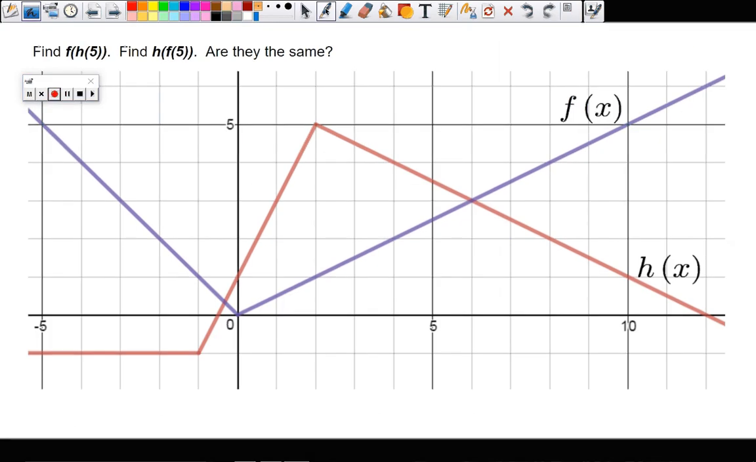Couple more slides and then we're done. This one is asking for, what is f of h of 5? Guys, which ride are we riding first? H. So let's get on h. Okay, so we're on h. We're going to go to 5 and tell me, what do you get if you get on h and you go to 5? What would it spit out?